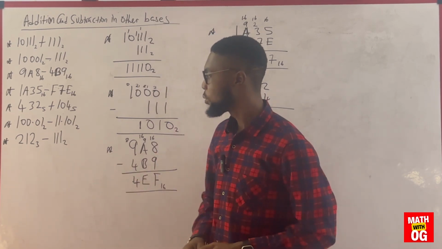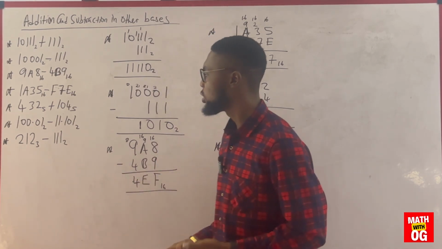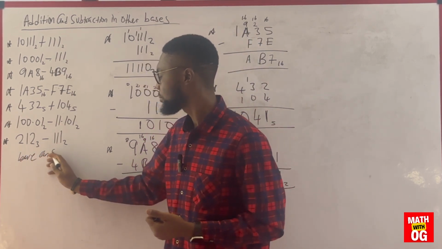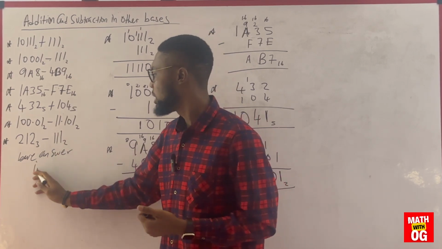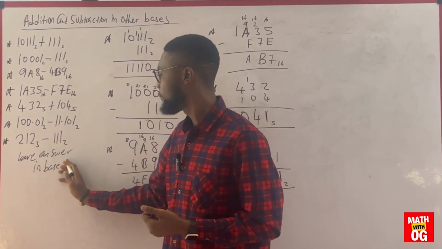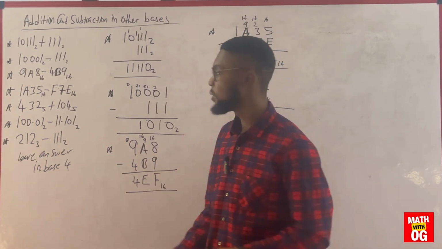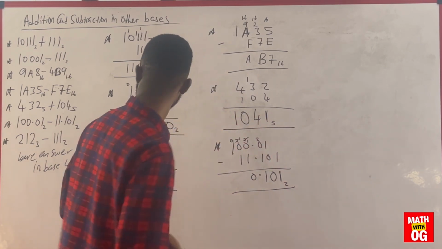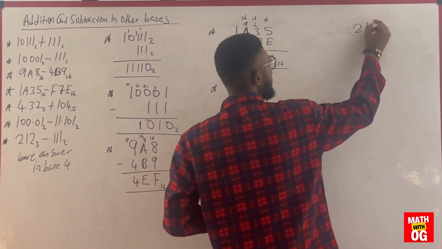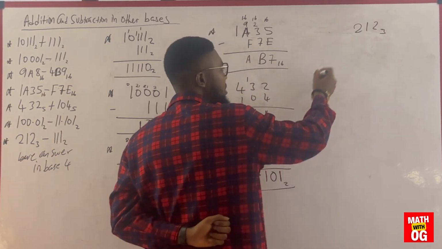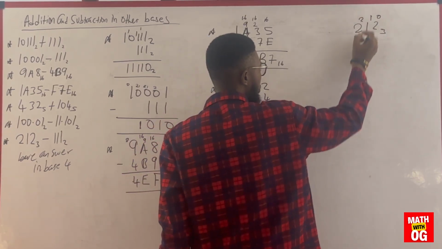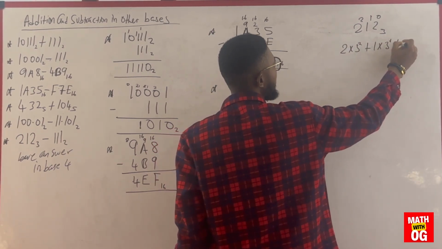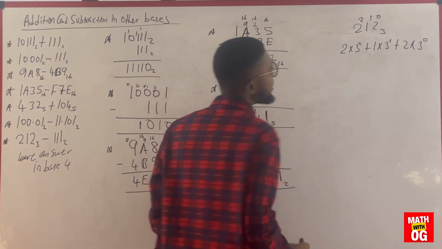So let's assume that the question was 212 base 3 minus 111 base 2. Leave your answer in base 4. Since we have to leave our answer in base 4, convert to base 10 and subtract. So let's do that together. We have 212 base 3. To base 10, we are going to have positions 0, 1, 2. So this is 2 times 3 raised to the power of 2, plus 1 times 3 raised to the power of 1, plus 2 times 3 raised to the power of 0.